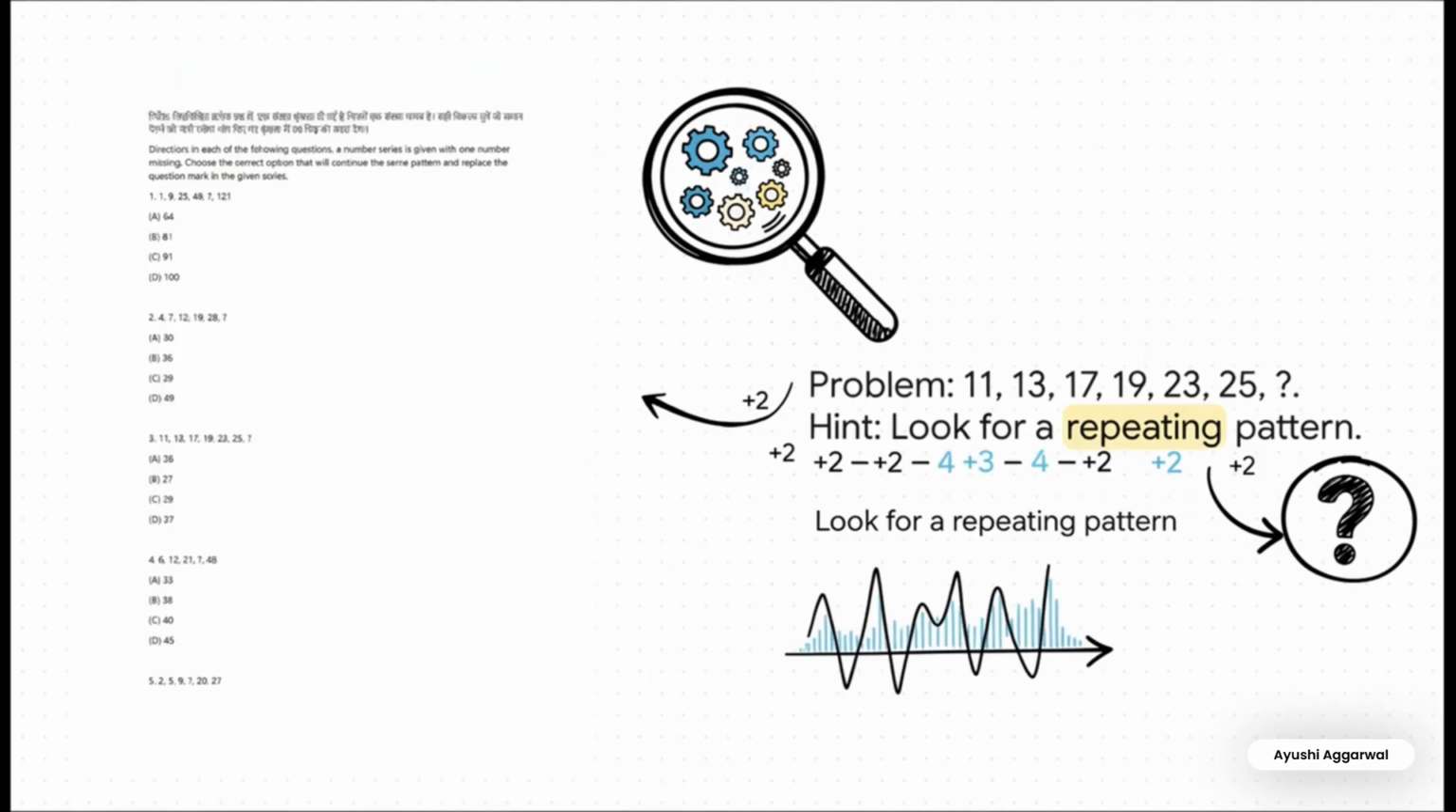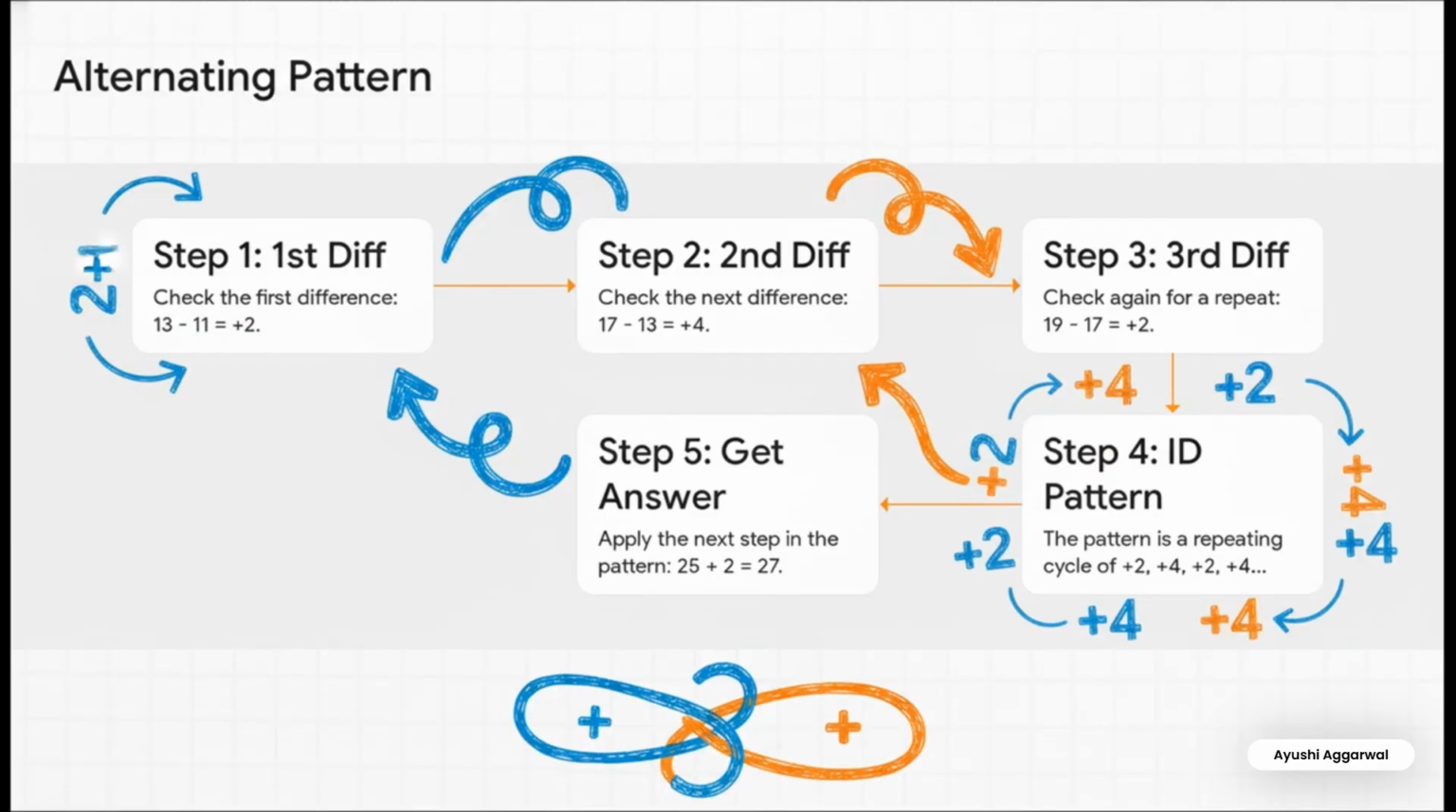What's going on here? This isn't a simple staircase pattern. As the hint says, there's a repeating pattern we need to find. Okay, let's break this down piece by piece. From 11 to 13, that's a +2. Then from 13 to 17, that's a +4. And then back to +2 again. There it is. The pattern isn't a single progression, it's a repeating cycle.